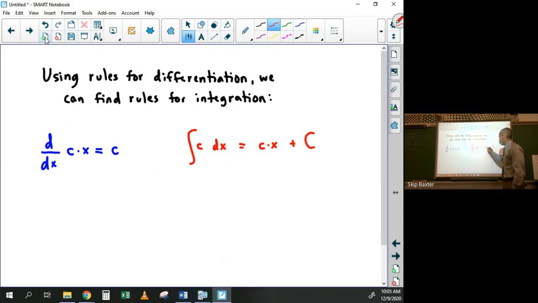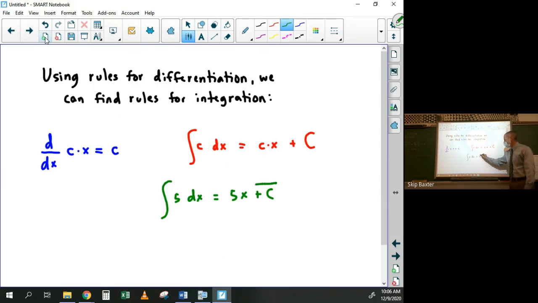plus c. And now I shouldn't even use c, because they're different c's. This one's capital. This is not the same c. This c is fixed. This c is any constant, and any constant will do. So you can see, I just took a standard differentiation rule that's super easy, and I made an integration rule out of it. So if you ever see something like the integral of 5, the answer is 5x plus c.